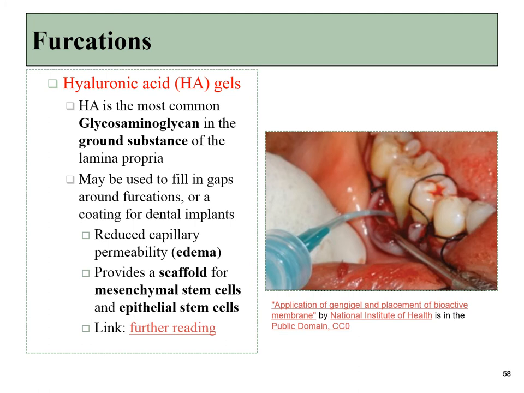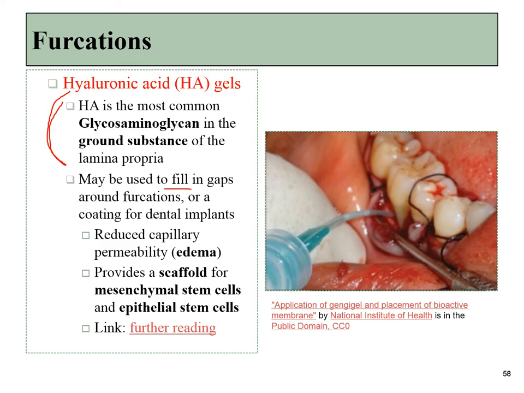To counteract this, we may try and give the cells a scaffolding over which to grow and to induce them to undergo mitosis. So one of the scaffolds that we use is the carbohydrate found in ground substance, hyaluronic acid. This is a large glycosaminoglycan which can attract water, forming a gel, and through this gel, stem cells can migrate and then be instructed to undergo mitosis.